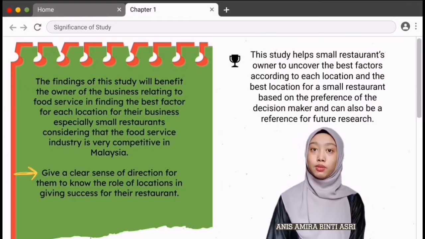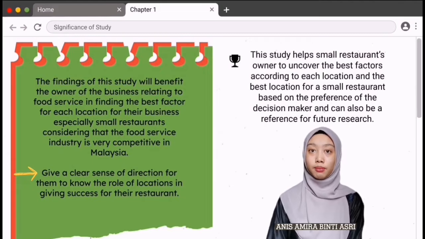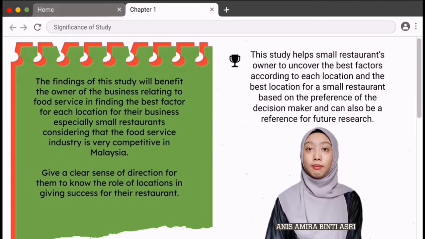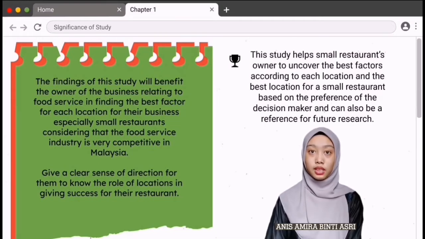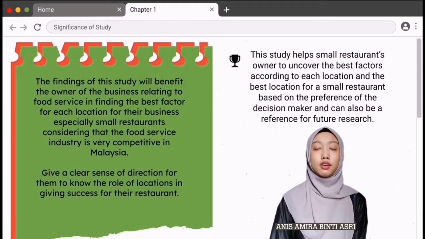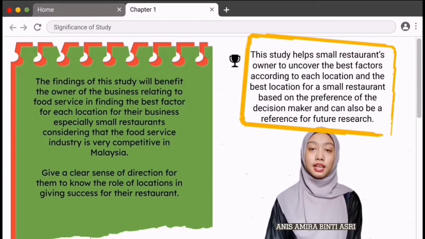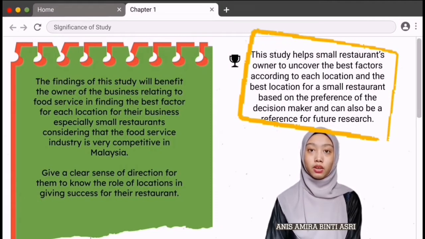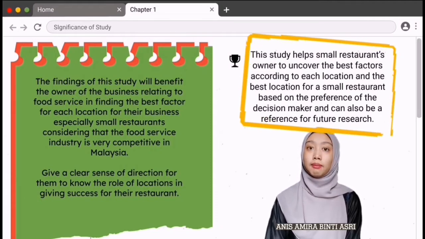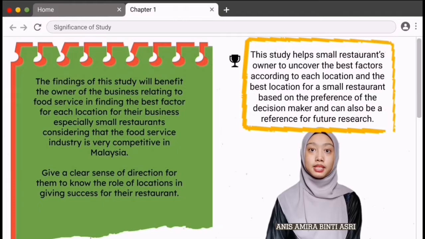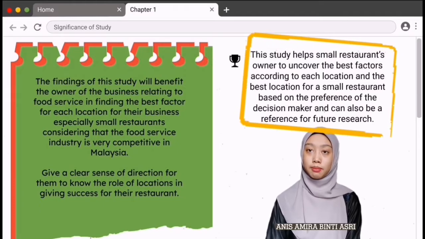Next, this study will also give a clear sense of direction for them to know the role of location in giving success to their restaurant. The more significant the factors chosen in the location of the business, the higher the possibility of success for the restaurant in that chosen area. Thus, this study helps them to uncover the best factors according to each location and the best location for a small restaurant based on the preference of the decision makers.